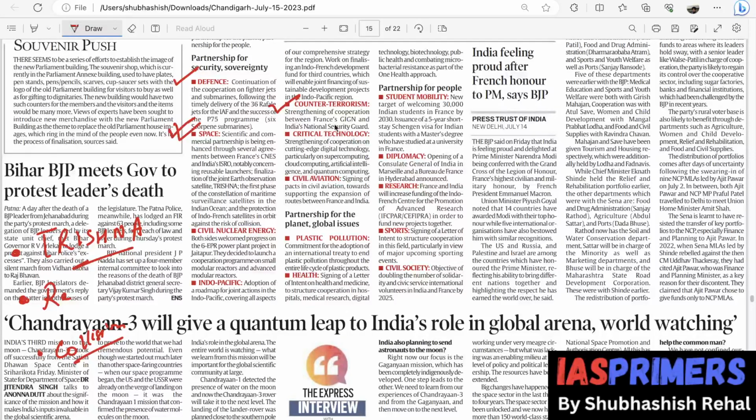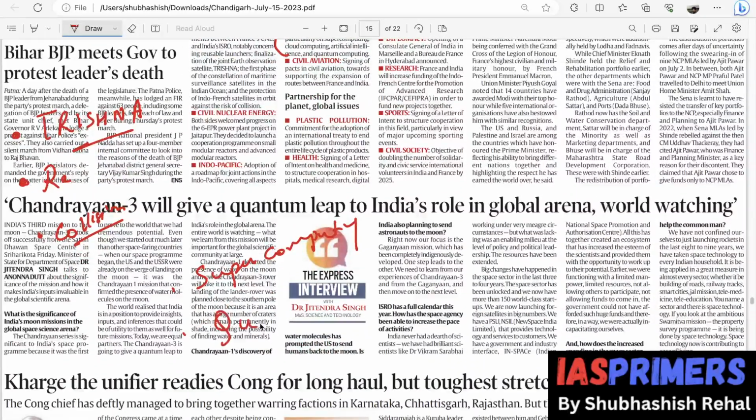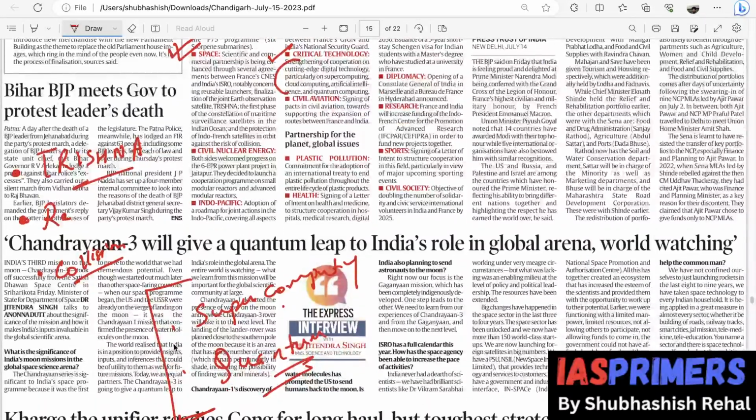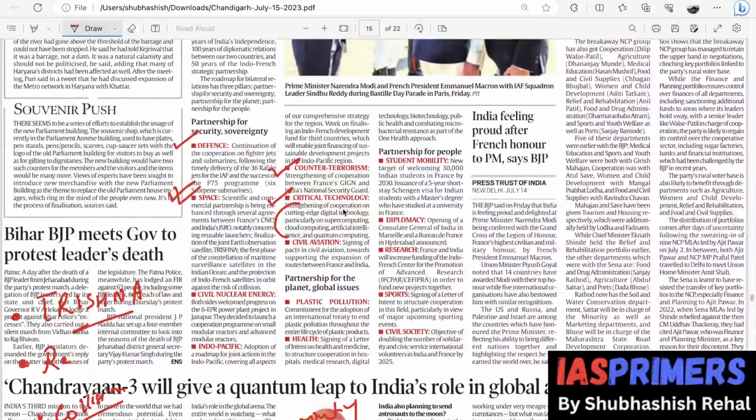Then counter-terrorism: India's National Security Guard and France's corresponding agency, GIGN. Then work on critical technologies like supercomputing, quantum computing, artificial intelligence. Both countries will work. Now here again, I think from the mains point of view, supercomputing. In fact, from prelims also you can see which is the fastest supercomputer, some basic ideas. So supercomputing and quantum are the emerging topics. AI is quite outdated these days, going by how much of it is in the news. Quantum and supercomputing is the bigger deal. Plastic pollution, health, diplomacy. So research, all these things are there on which they are working.